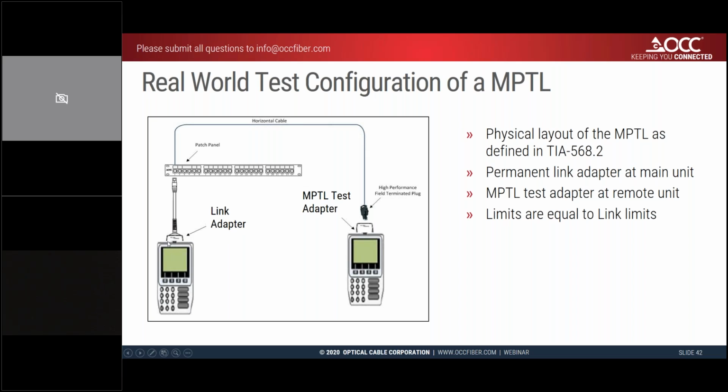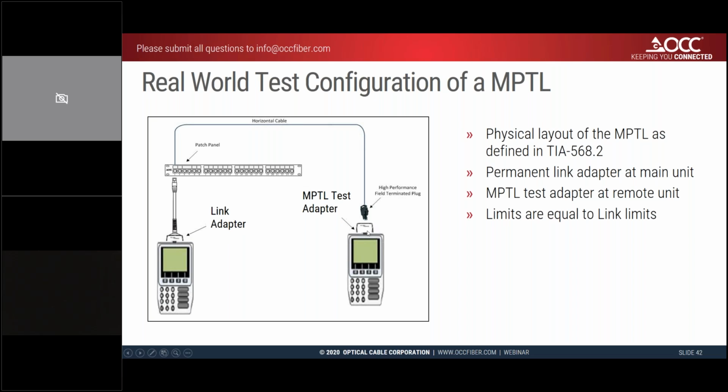But if you look here at the near end of this link, you've got your permanent link adapter as you normally would, interfacing into your patch panel. You go through your horizontal cable. Now you've got your high performance field terminated plug. And instead of plugging into a channel adapter, what you've got now is a mod plug terminated link adapter.